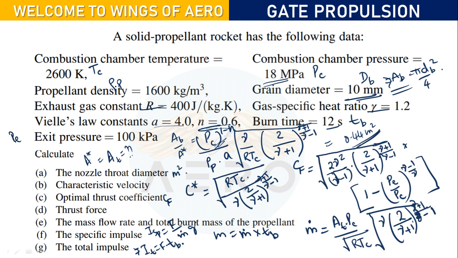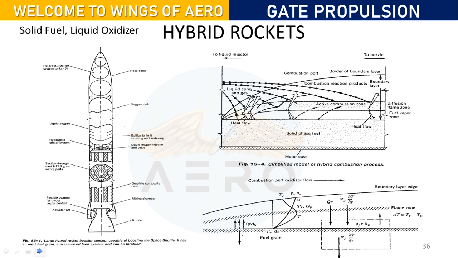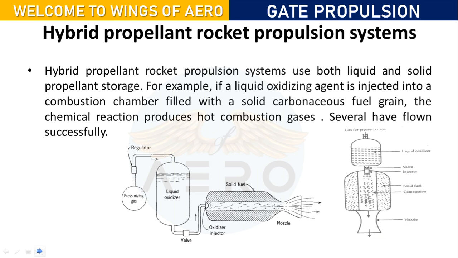Okay. So we will have another type, the hybrid rocket. A hybrid rocket is nothing but simple. Here we will have a combination of a liquid oxidizer and a solid fuel. The injectors will be there, and from the injectors the liquid oxidizer will come and spray over here, so that it combusts. So here it is a combination of liquid and solid: solid will be the fuel and liquid will be the oxidizer.